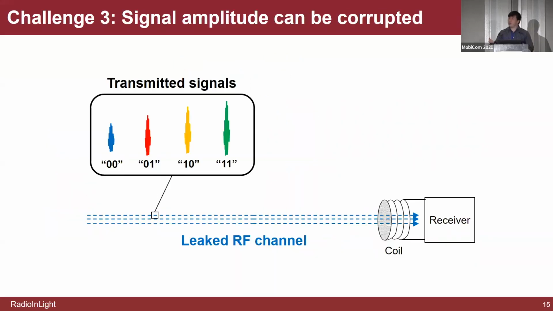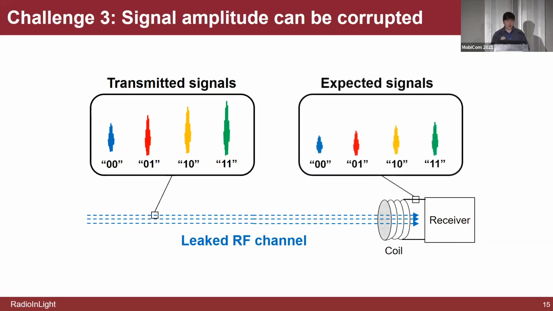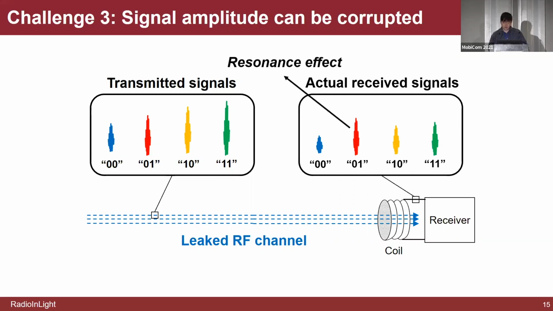Now, we can already encode the information in the signals at the transmitter side. However, the received signal is not the same as we expected. Due to the resonance effect, some of them will be increased. And if we directly decode the signals based on the amplitude, we will incorrectly decode the signals as shown. The right one should be 0, 1, but due to the resonance effect, the amplitude has been increased to the largest amplitude, and we decode it as 1, 1.